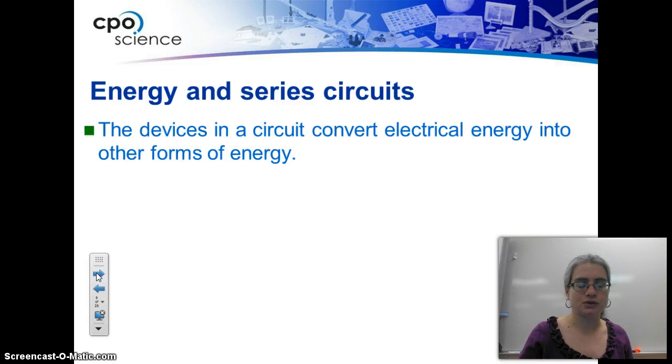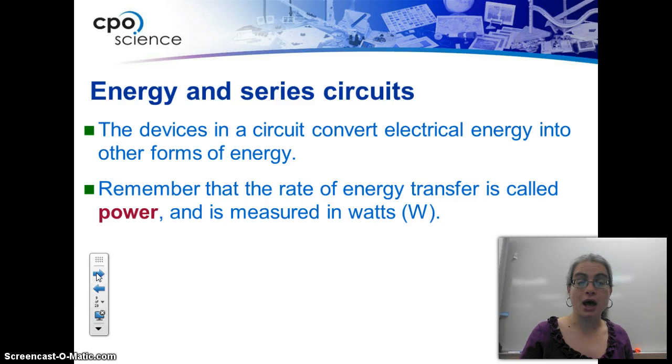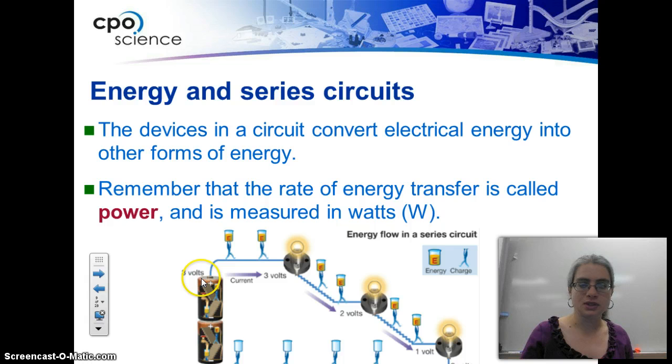All right, so devices in a circuit convert electrical energy into other forms of energy. We've talked about potential, mechanical, chemical, that kind of thing. And power is the rate of the energy transfer, and that's also measured in watts. So the current itself doesn't go away. The current always returns back to the batteries, but the power is what can be decreased. So some of the power goes to the first bulb, some of the power goes to the second bulb, some of the power goes to the third bulb. If you don't have enough current to carry the power all the way through, then you don't have enough to light up any of the bulbs.